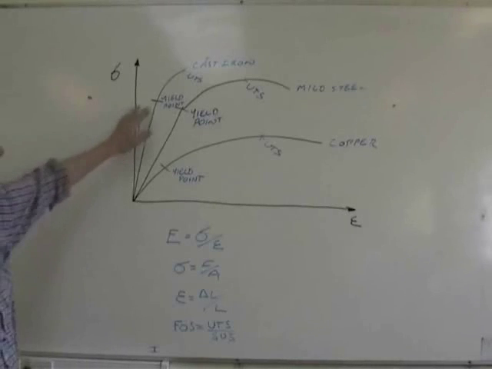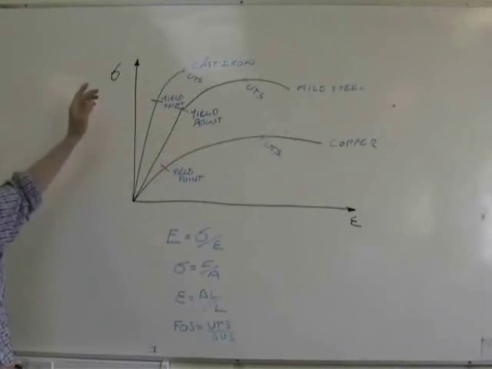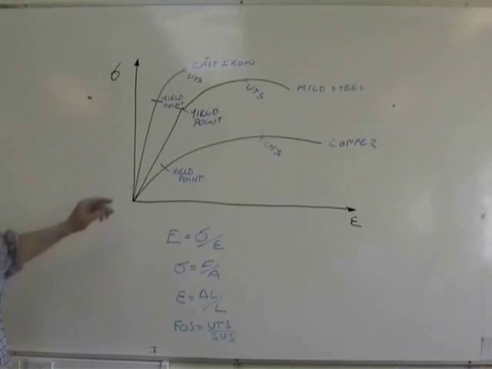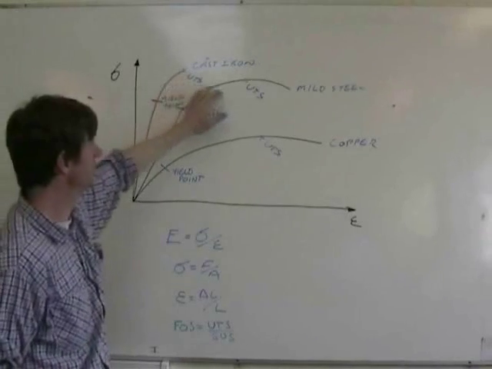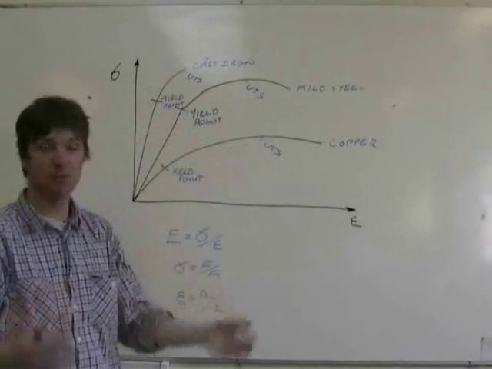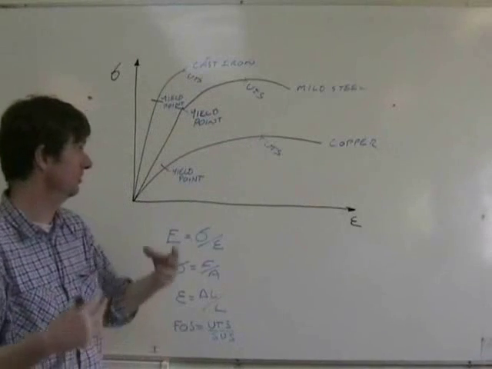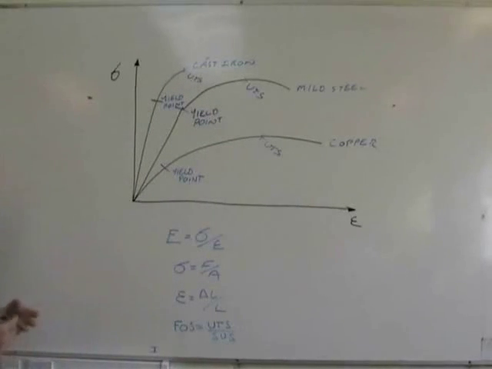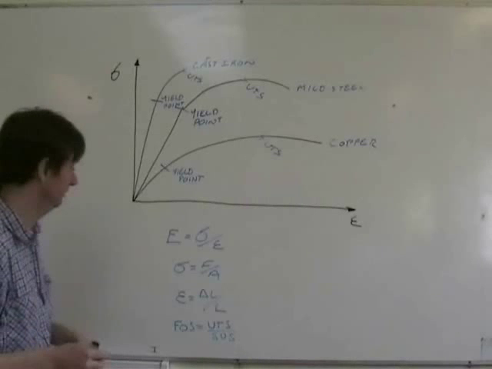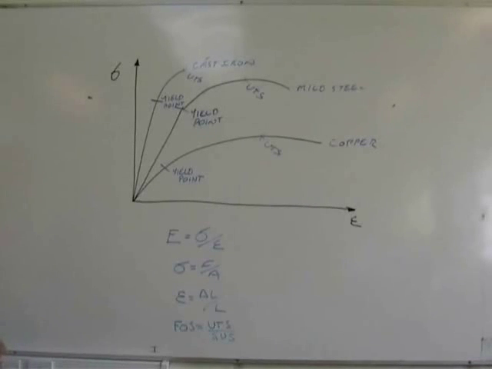The yield point, the value of stress, is in the data booklet. The ultimate tensile stress value, which is the maximum the material will withstand, is also in your data booklet. So you get that information from there.